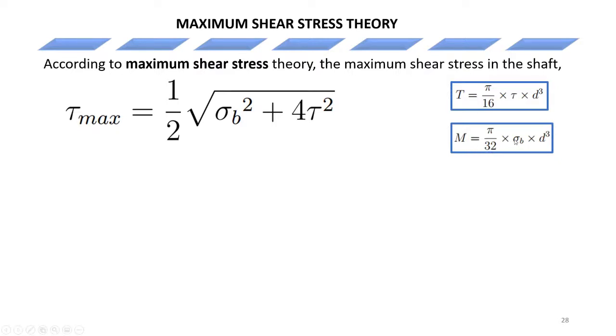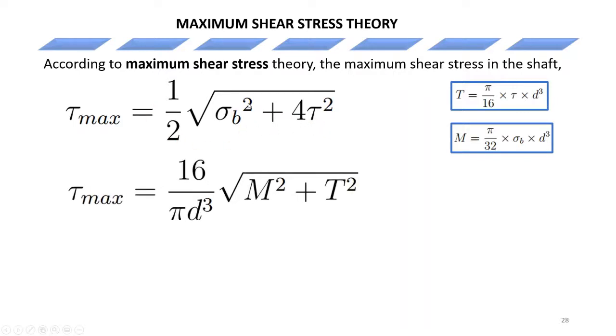Alright, so in this, if we make the shear stress here the subject, and then here we make the bending stress the subject and substitute them into this equation, we are going to have this equation here. If we simplify, we'll obtain this equation. So in this case, we have the maximum shear stress in the material to be equal to 16 on pi d cube times the square root of the bending moment in the material square plus the torque square.